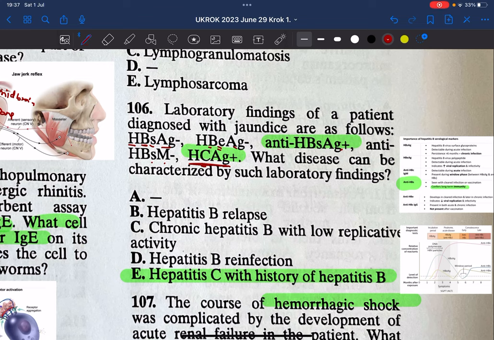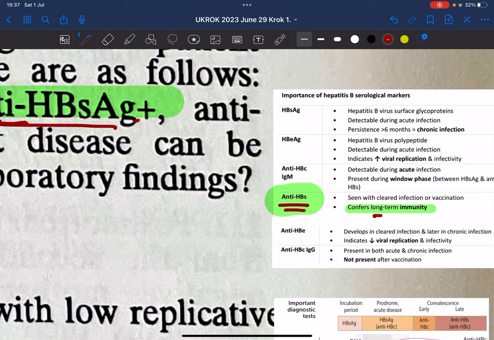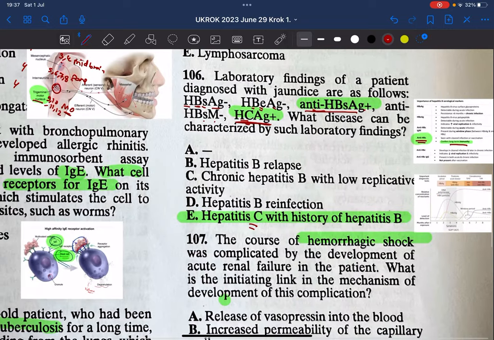First of all, as a general rule, if an antigen is positive, it means an acute infection. If an antibody is positive, then it means a history of infection in general. So if we see an antigen of hepatitis C that's positive, then it means we have hepatitis C infection, right? And I see anti-hepatitis B surface antigen here, among the hepatitis B markers. According to this, it means long-term immunity. So the patient had hepatitis B in the past, and now he's immune to it, but he has now an active hepatitis C infection. So for me, this is hepatitis C with a history of hepatitis B.